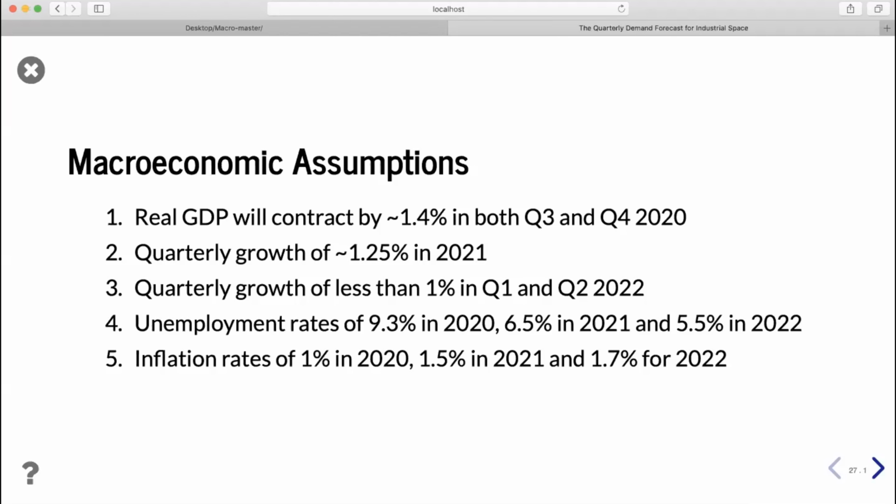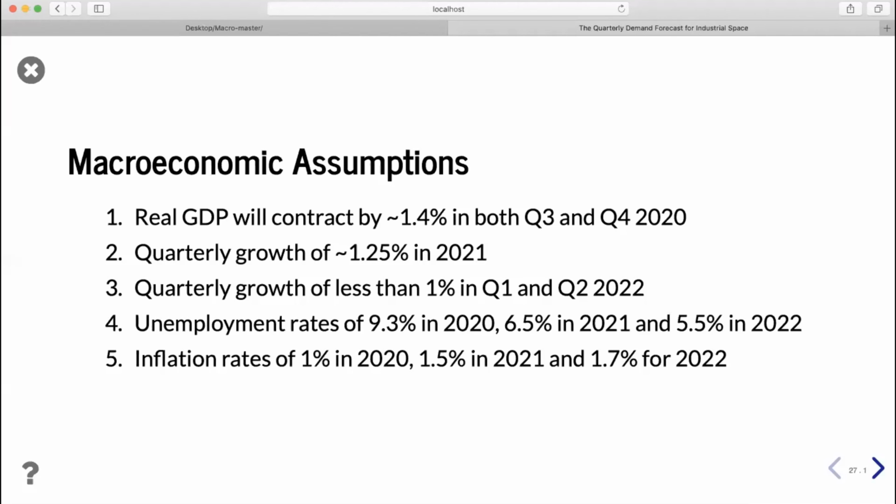Average unemployment rates this year, about 9.3%. Next year, 6.5%. The year after, 5.5%. So these will be elevated relative to the very low unemployment rates we have been accustomed to in the US. And in turn, we will see inflation rates of 1% this year, 1.5% next year, and about 1.7% in the following year.